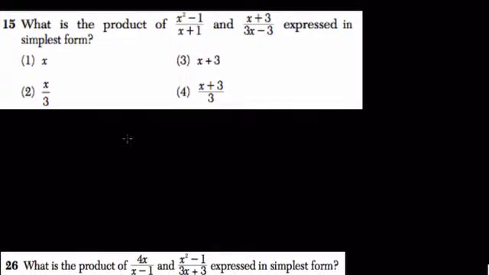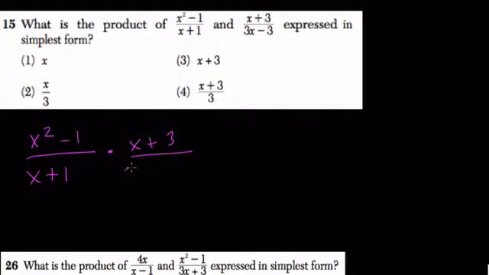Okay, they want us to multiply these two. We have x squared minus 1 over x plus 1 times x plus 3 over 3x minus 3. Sometimes it's really nice to factor before you multiply. That allows you to cancel things out. And that's usually the trick to these kind of problems.